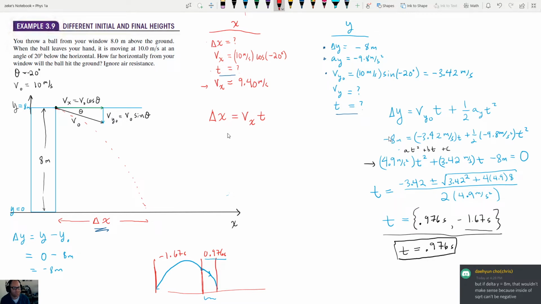Oh, you're telling me that if you make this one positive, you're going to get a negative inside the square root? Are you sure? Did you calculate it? 4 times 5 is 20. 20 times 8 is... Yeah, it'd probably be negative. 20 times 8 is definitely bigger than 3.43 squared, yeah. So I agree with you, Chris. Maybe that one wouldn't work.